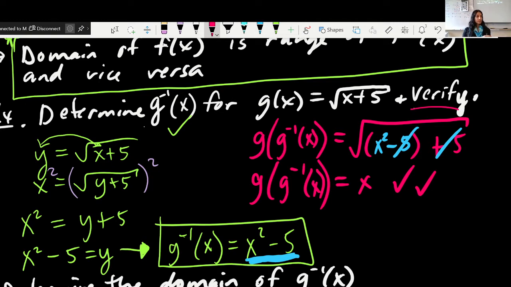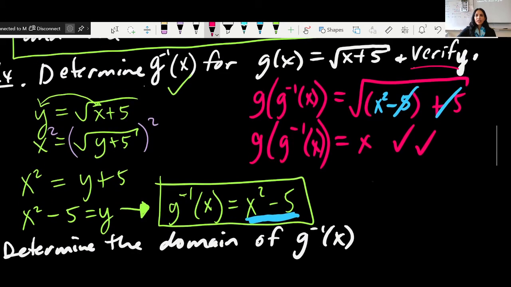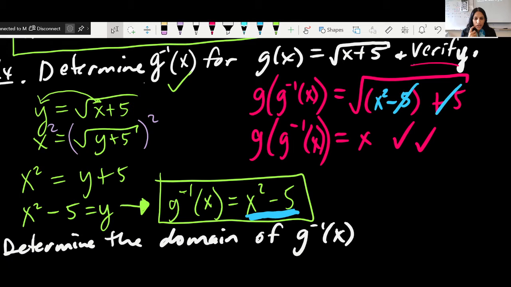Questions? Okay, using the same equation, determine the domain of the inverse of g of x. Determine the domain of the inverse. Okay. The domain of the inverse is going to be the same thing as what? Yeah, it's going to be the range of our original g of x.